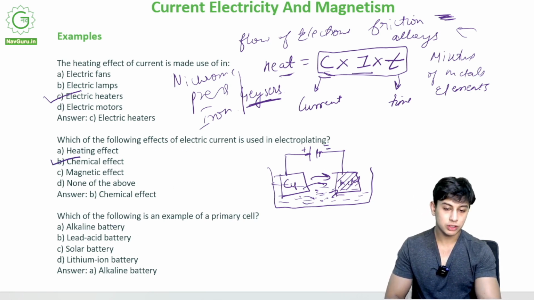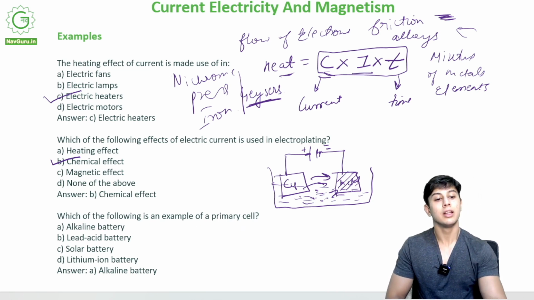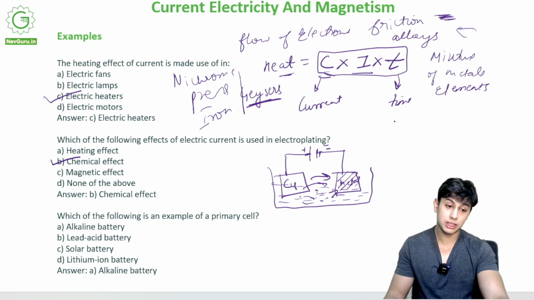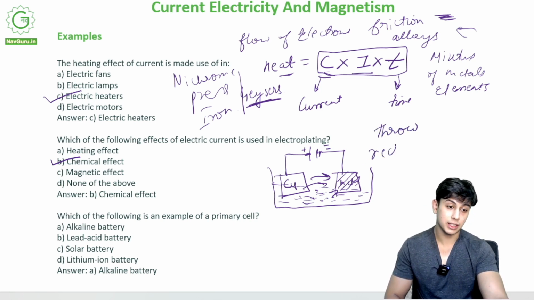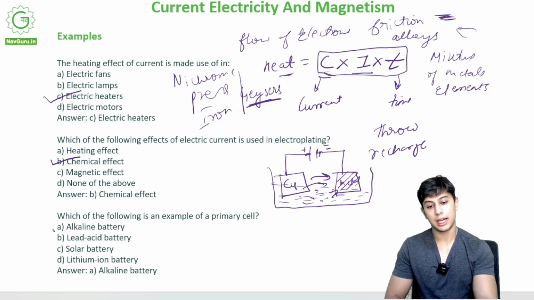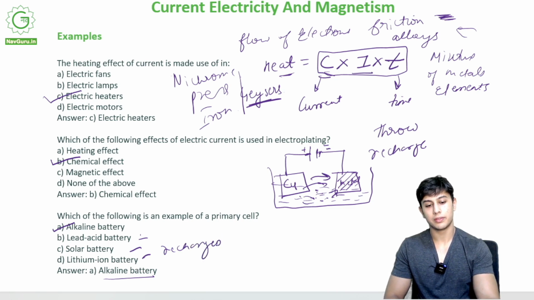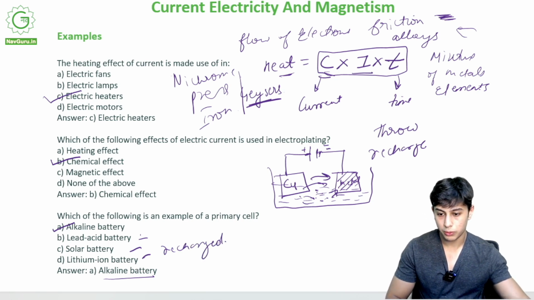So what effect of electric current is this? Chemical effect. Which of the following is an example of a primary cell? Now primary cell, secondary cell, what was the difference? Primary cells die out, they cannot be recharged, you have to throw them away. On the other hand, secondary cells you can recharge. What is an example of a primary cell? Alkaline battery. Lead acid battery, solar battery, lithium ion battery can be recharged.